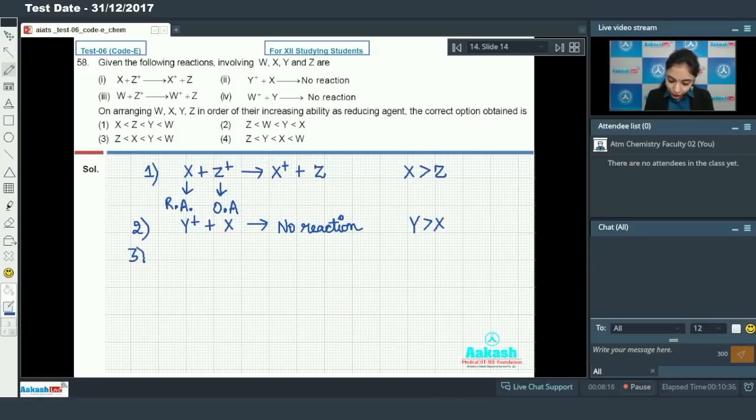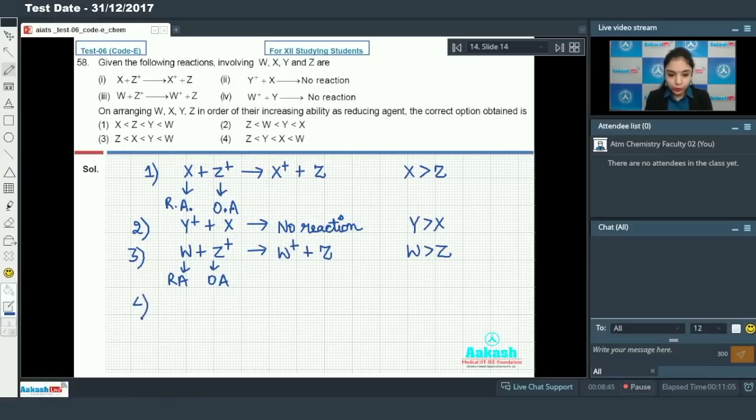So now in the third equation we have W plus Z positive giving W positive and Z. So here W will be the reducing agent and Z plus will be the oxidizing agent. So here W is able to reduce Z plus, so we can say that W has a greater ability as reducing agent than Z.